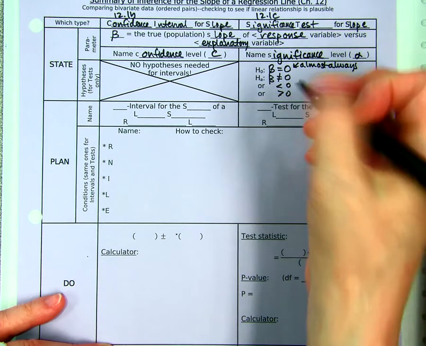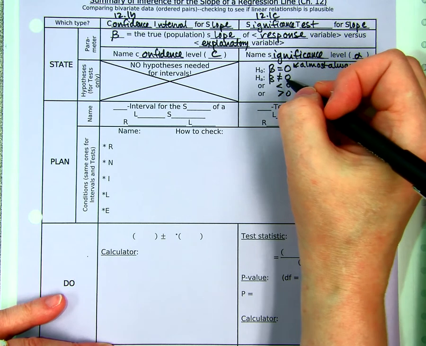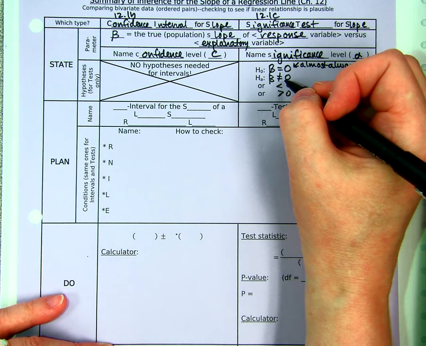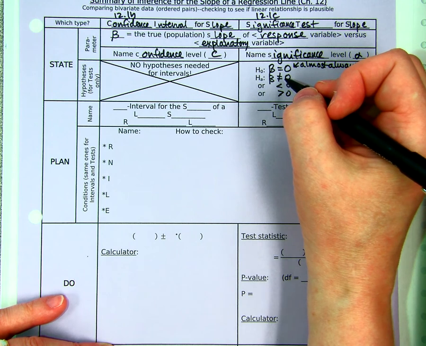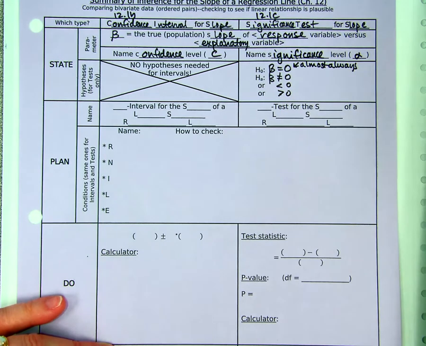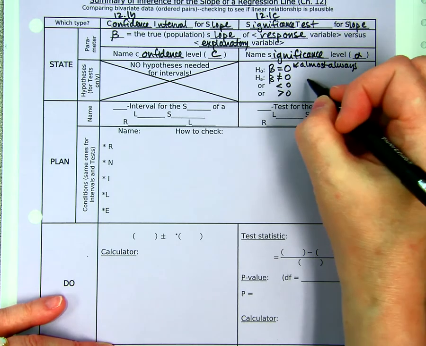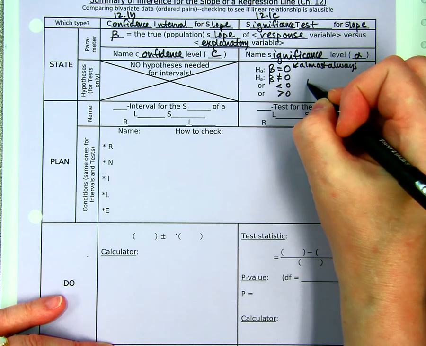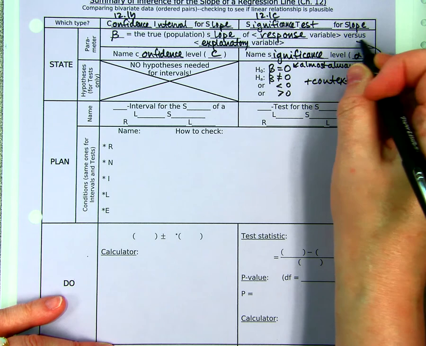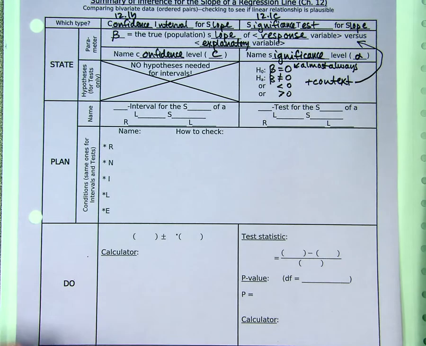Computer output always assumes the not equals, and I forgot to mention that in the other notes. Whatever you read on the computer output is the p-value for the not equals, which is doubled, and if you don't want it doubled, you'd have to cut it in half, of course. Plus, you'd want the context, which would be your definition of beta.